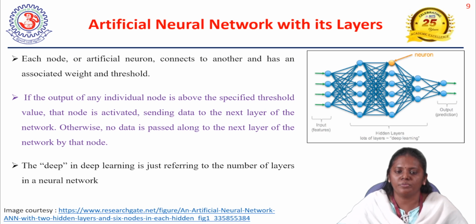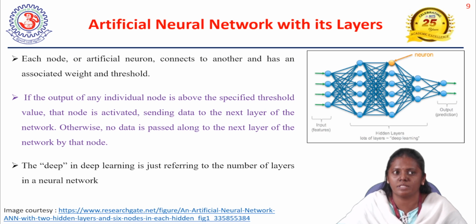If the output of any individual node is above the specified threshold value, the node is activated, sending the data to the next layer of the network. Otherwise, no data is passed along to the next layer of the network by that node. So you can see in the image, you have input features, and you can have n number of hidden layers.